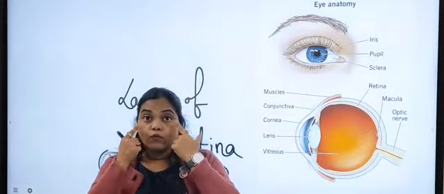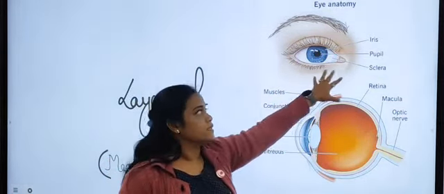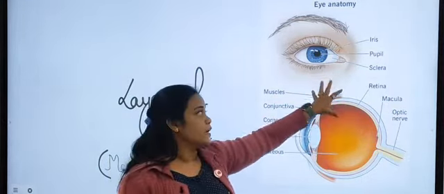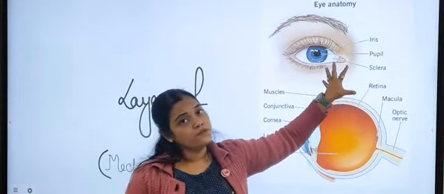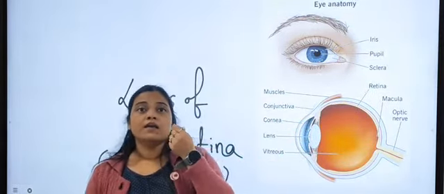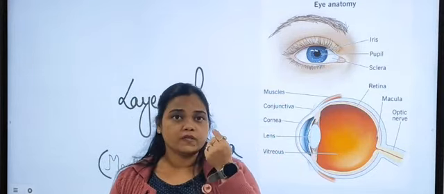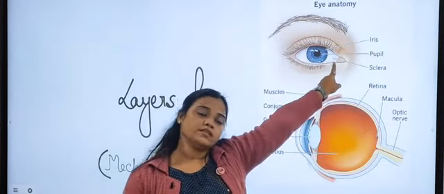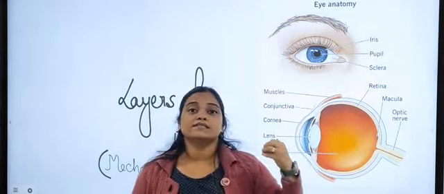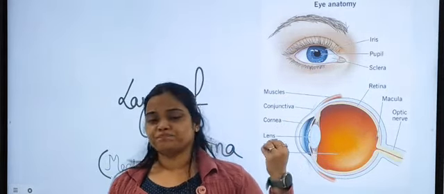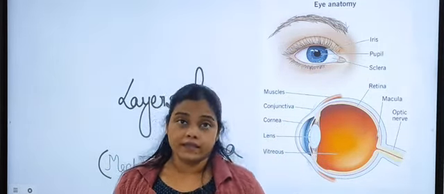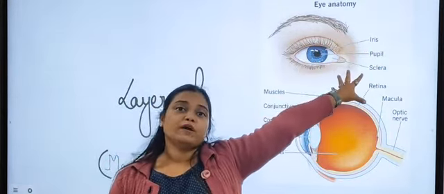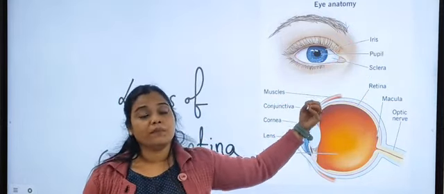What are these structures? The white part of the eye is known as the sclera, and what is the sclera actually? It is a protective layer of our eye. It is made up of tough fibrous connective tissue. Next, we can see a central small hole in the eye, and this is known as the pupil, and through the pupil the light enters inside our eye. Also we can see dark brown or black or blue color in our eye, and this part is known as the iris. This is actually the pigmented part of the eye, and it is made up of the melanin pigment.